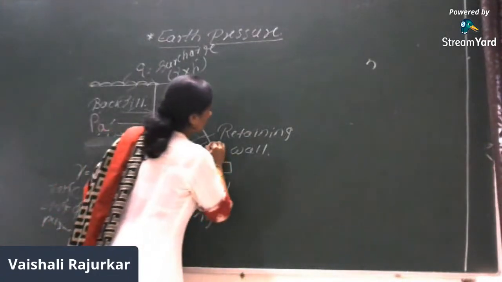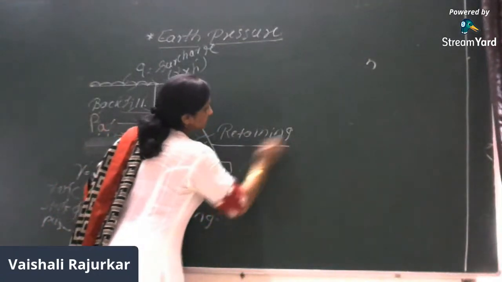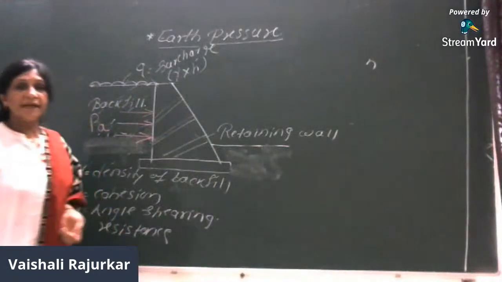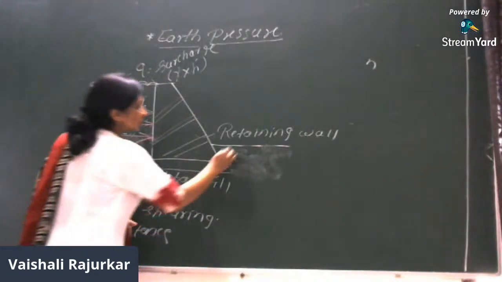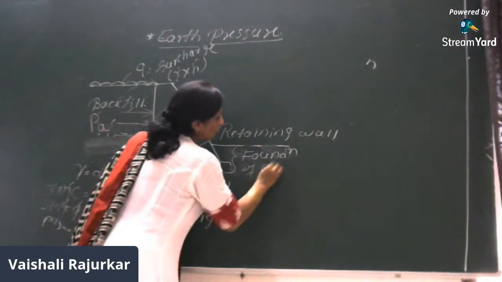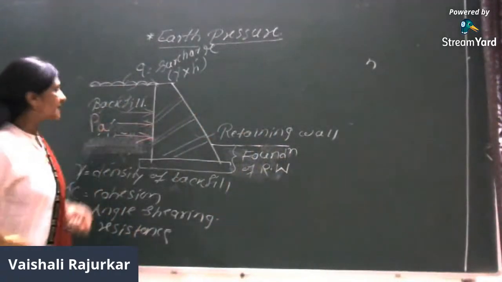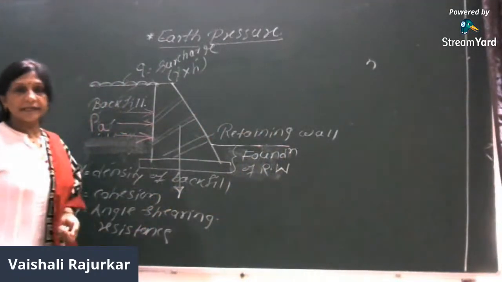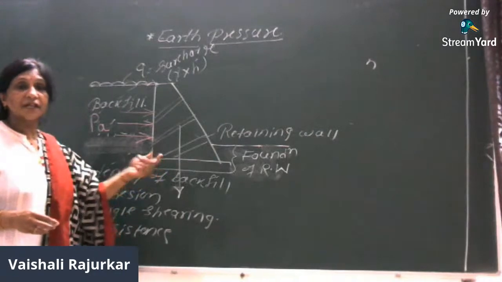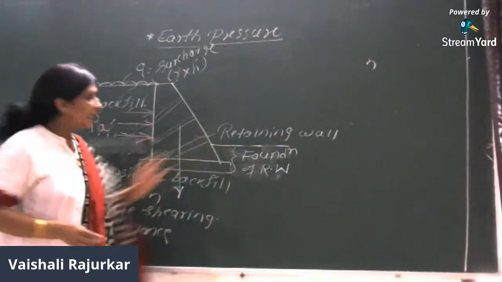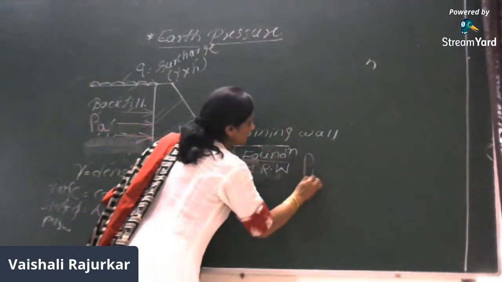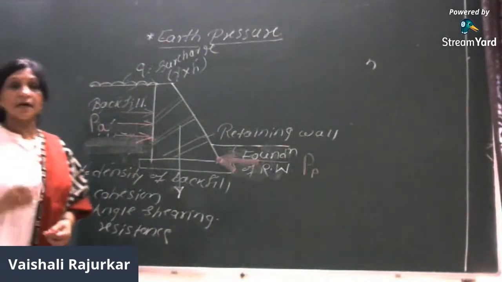So always remember that there is some embedment of the soil in the form of foundation. This will act as a foundation of the retaining wall. This foundation soil, and second the soil in front of the retaining wall, these two combined act as a passive earth pressure, and that passive earth pressure will not allow the wall to move. It acts in this direction, and this is called PP, the passive earth pressure.